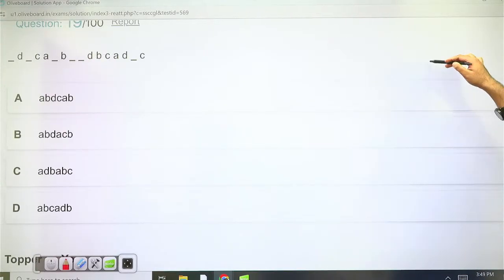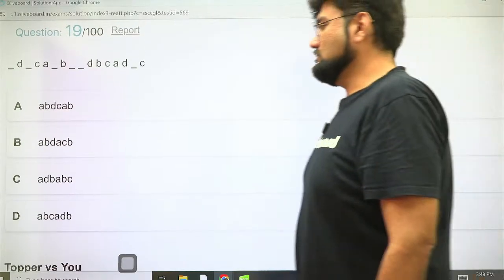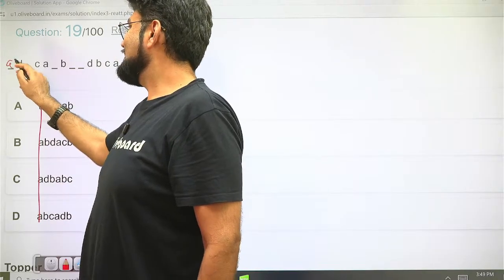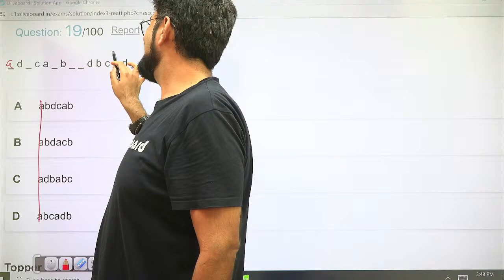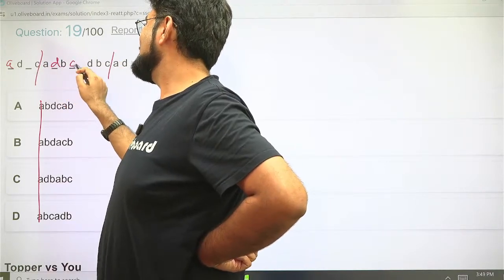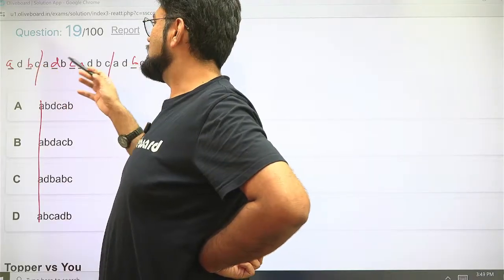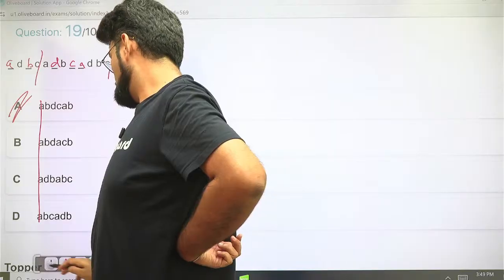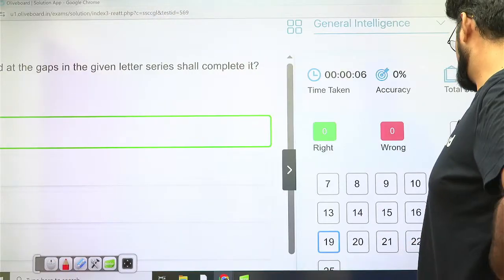Which will fill up this series? Question number 19. First letter is vertical A. AD-C. Okay, so probably this is the repeat letter set. So AD-C, AD-C, ADBC, ADBC. That's what it is. ABD, CAB. Option A is the right answer. Pretty easy to figure it out. Okay, 26 seconds. Next.